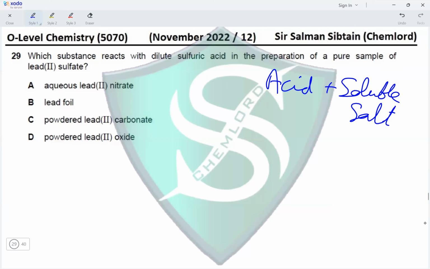Option A is lead(II) nitrate. All nitrates are soluble, so this is a soluble salt. Lead foil, that is lead metal. It is not a salt. Powdered lead carbonate. Lead carbonate is insoluble. And powdered lead oxide. Lead oxide is also insoluble. The only soluble option here is lead(II) nitrate, making option A the correct option for this question.